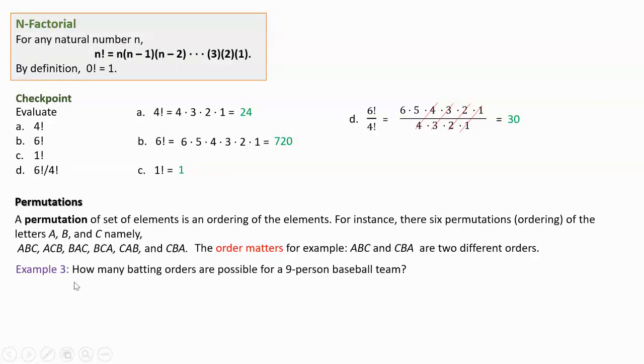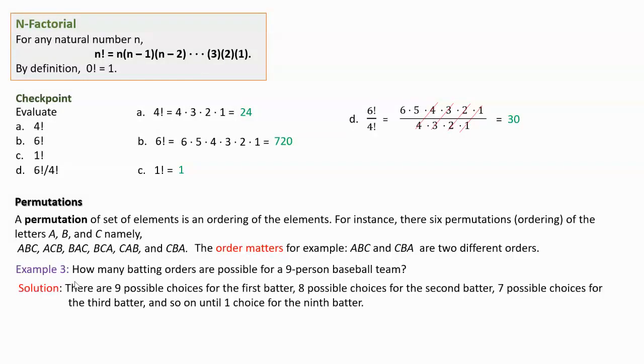Example: how many batting orders are possible for a 9-person baseball team? There are 9 possible choices for the first batter, 8 possible choices for the second batter, and so forth. So in other words, it's going to be 9 times 8 times 7 times 6 times 5, all the way to times 1, which would give us 362,880.